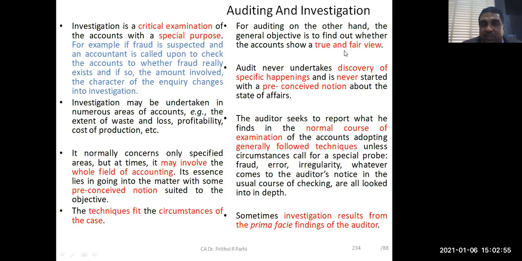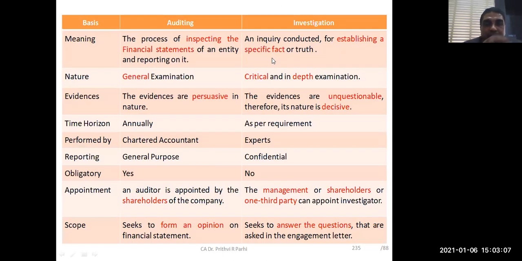Now, did you understand the difference between auditing and investigation? We may list out the differences like this. This table shows three columns. The first column is the basis, the second column relates to auditing, and the third column relates to investigation. On the basis of meaning, we know auditing is the process of inspecting the financial statements of an entity and reporting on it. The financial statements are to be inspected, and on that basis, a report is to be given.